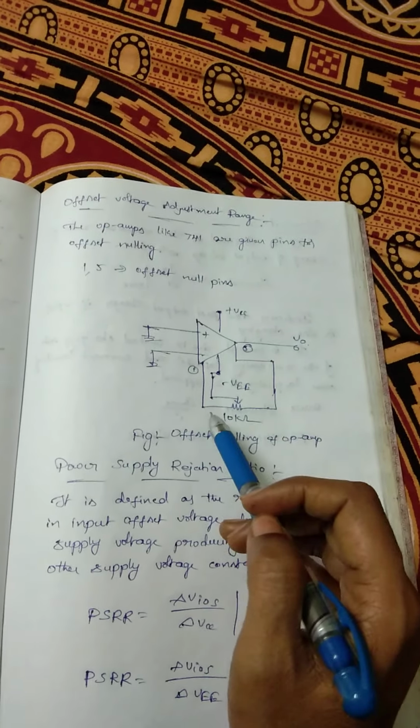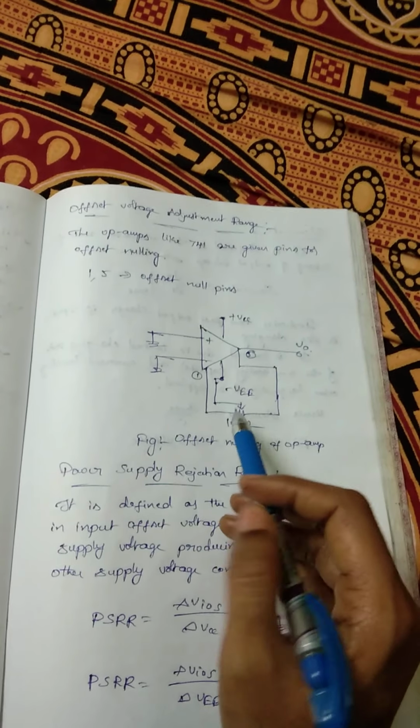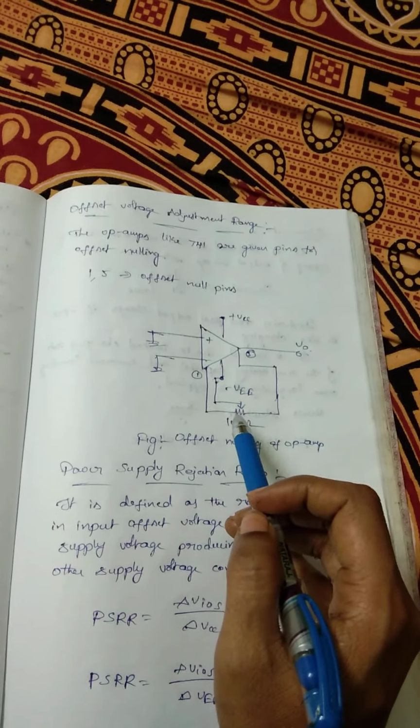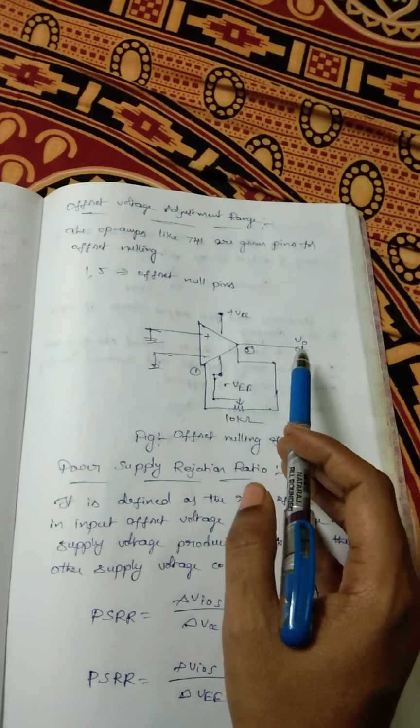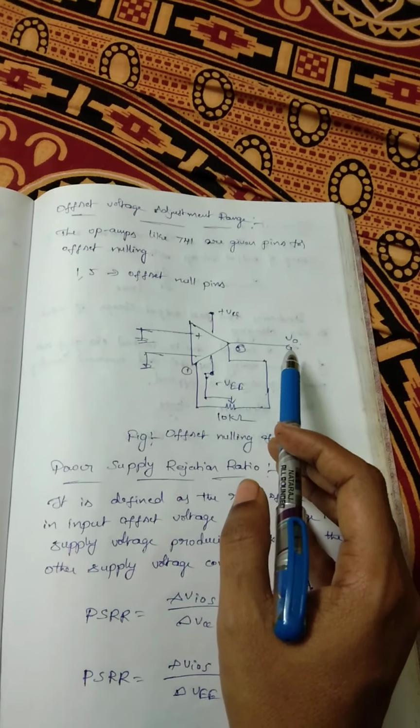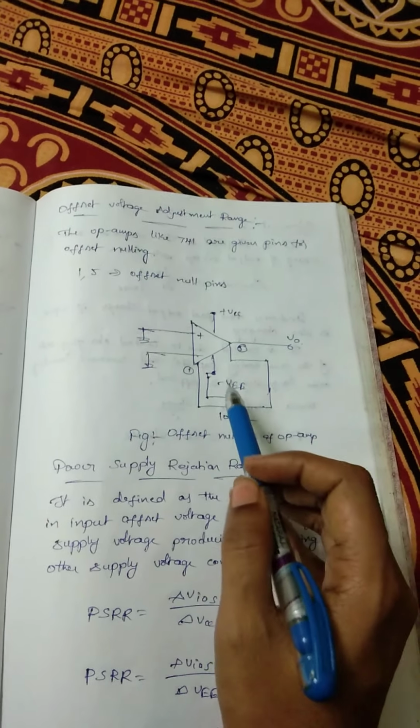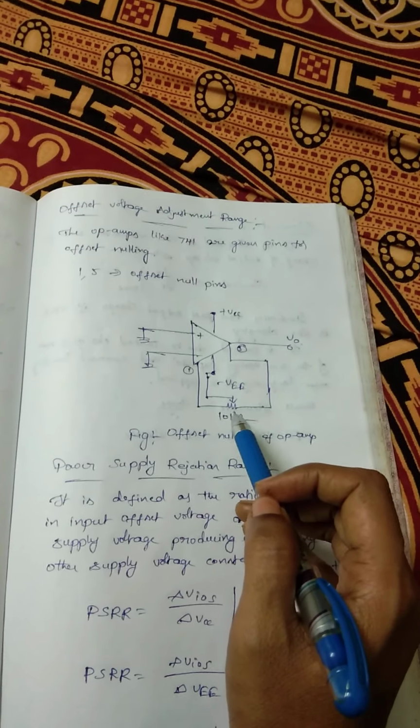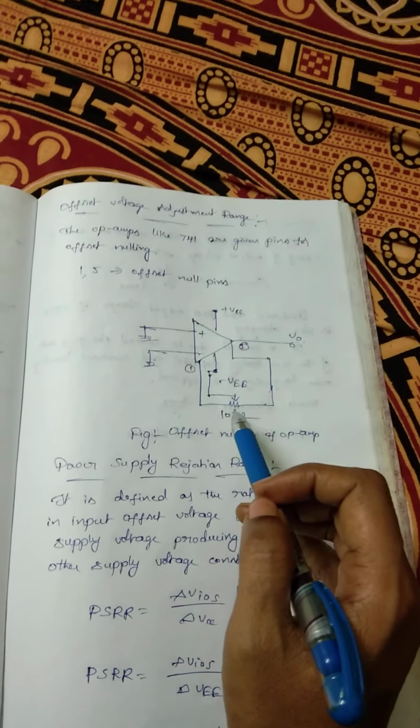So whenever we change the potentiometer, the output voltage will also change, and whenever the output voltage is 0, the potentiometer will point at that particular instant.